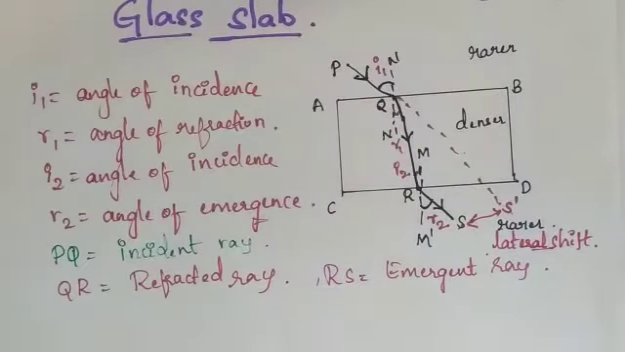Okay, this is the concept of how refraction takes place in a rectangular glass slab. The very important thing is you have to know which is the rarer medium, which is the denser medium, and how the light ray travels from rarer medium to denser medium.